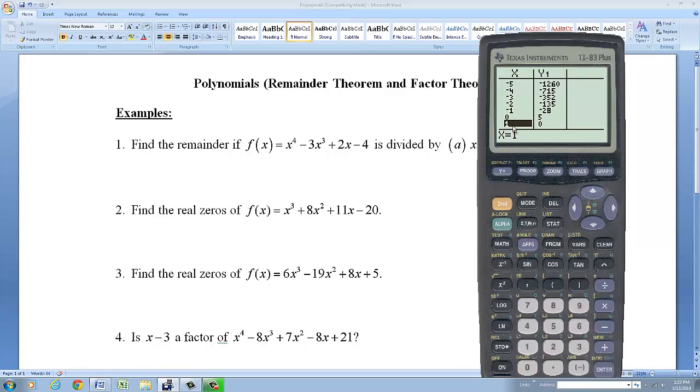Okay, so here's 1, 0. So that is one intercept. So 1 is a 0. Okay, let's look at the graph. Now let's see if we have anything else over here.